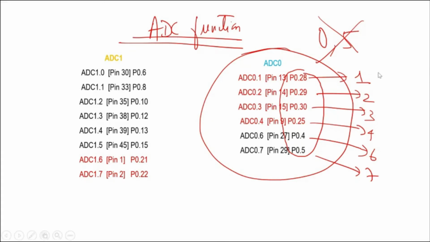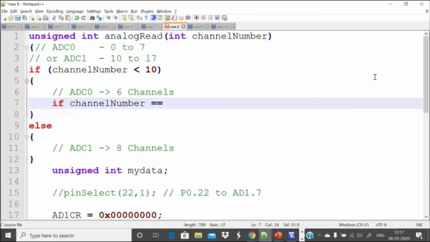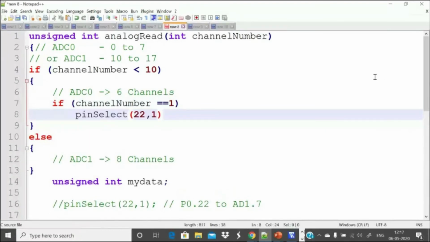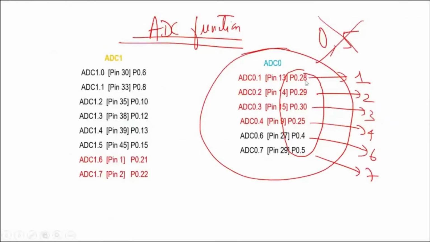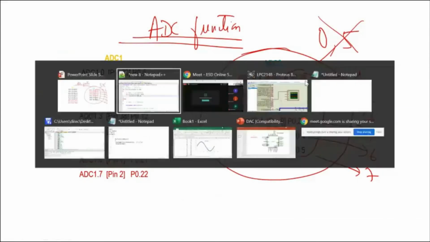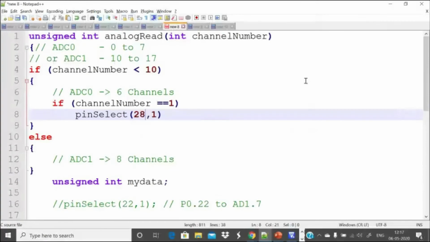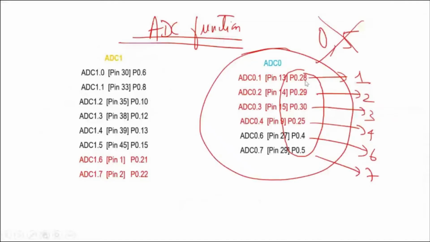So for channel 1, let us see. If channel number is equal to 1, I have to call the pin select function. Which pin of port 0 is dealing with channel 1? ADC 0 channel 1? Port 0.28. So I call 28. This is something tricky. Which exact special function do we have to deal with? For that you should know the pin details of the IC.